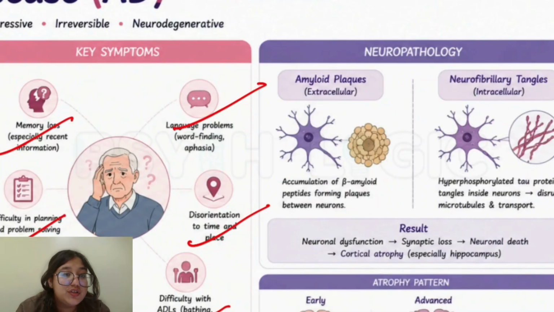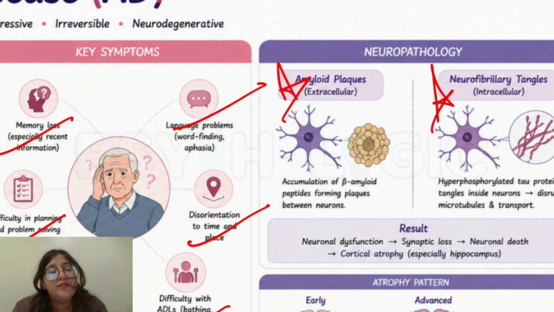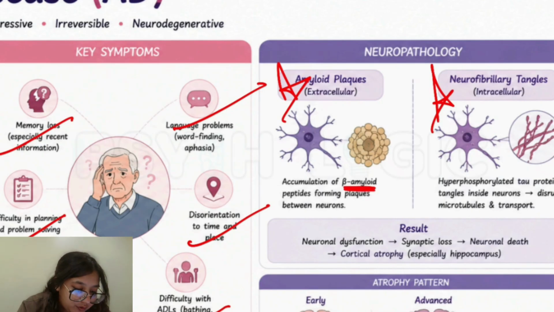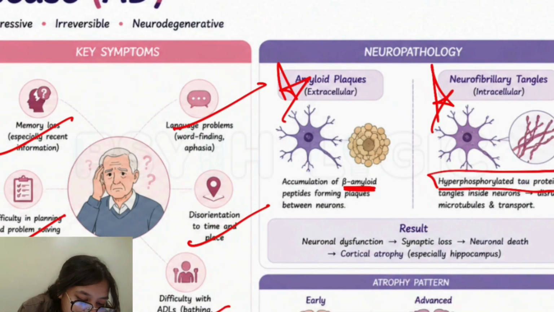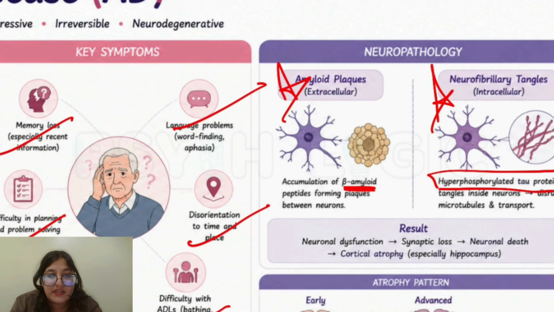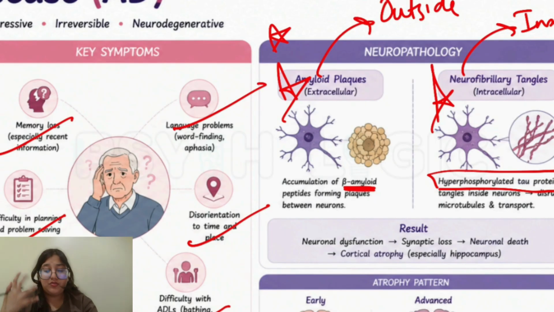Now neuropathology. There are two important pathological findings. First is amyloid plaques, and second is neurofibrillary tangles. Amyloid plaques are deposits of beta amyloid protein that accumulate outside neurons. It affects the communication between the brain cells. Neurofibrillary tangles are made of hyperphosphorylated tau protein, and they develop inside neurons and damage the neuron's internal transportation system, leading to the death of the cell. So amyloid is outside, and tau tangles are inside. Just remember this. This is something that comes up in the exam.